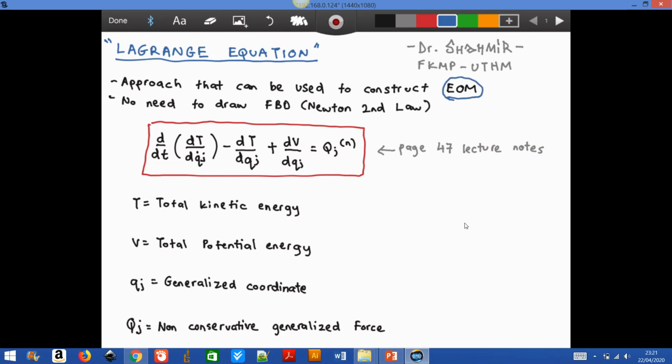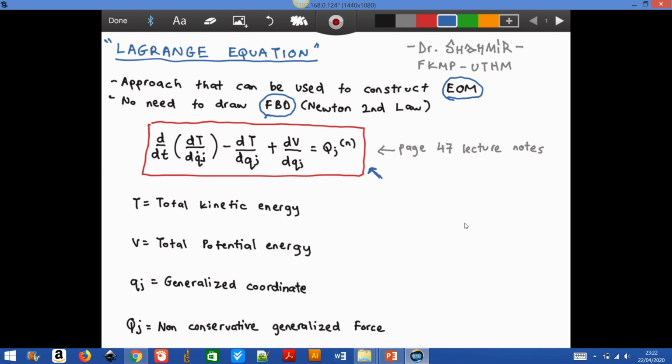And using this approach, you don't need to draw a free body diagram like in Newton's second law, whereby in Newton's second law, if you want to construct the equation of motion, generally you need to draw the free body diagram, and then from the free body diagram you can get the equation of motion. But for Lagrange, basically you only need to refer to this.